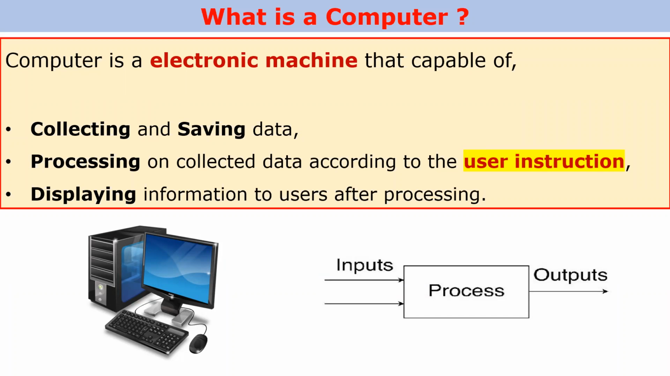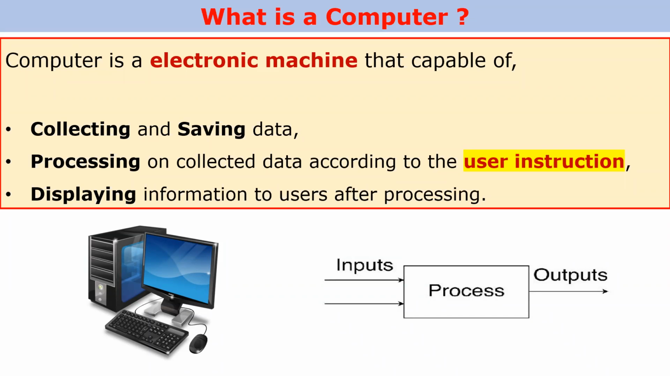But a computer is able to do these three operations. What are the operations here? The computer is able to collect and save data. Second point, after collecting and saving the data, the computer is able to process it and operate with the collected data according to the user instructions. That's the important part. According to the user instructions, the computer is able to work with collected data.